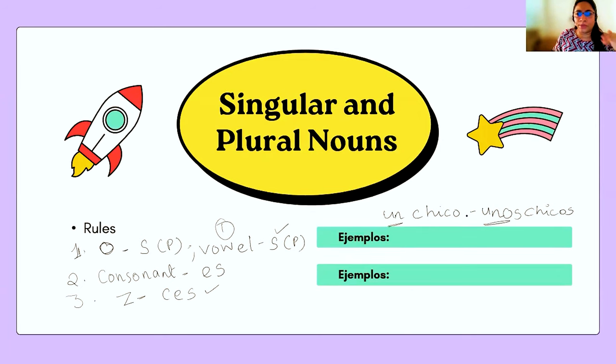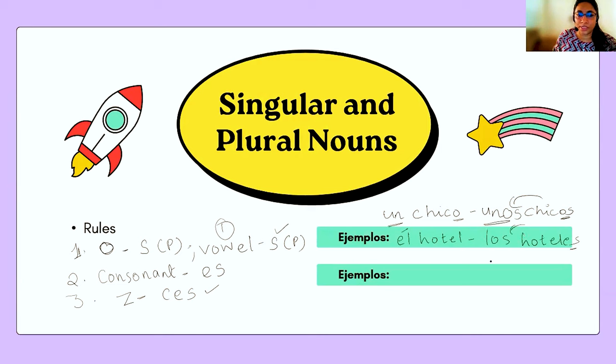So again, the same steps that you have to determine. If it's singular, okay, it's this. If it's plural, your article also has to change. Be careful. If you say un chicos, it is wrong. Let's look at the consonant one, el hotel. We looked at this example before. El hotel becomes los hoteles. Again, please be careful. The article will change.